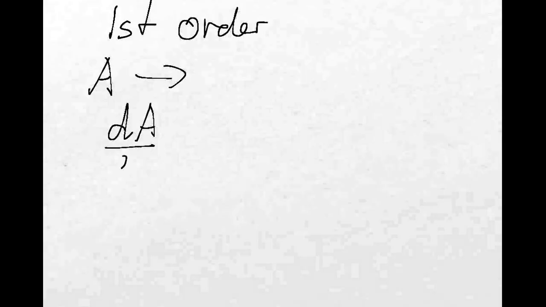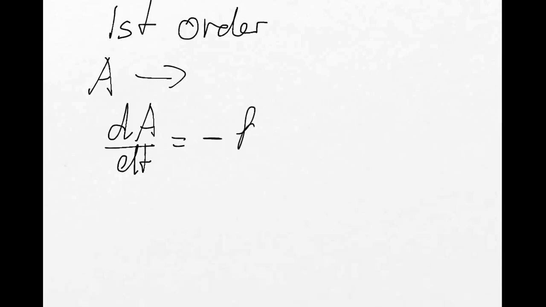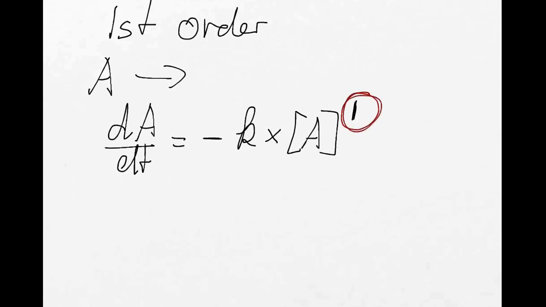Again, we have A is consumed. The rate equation for this would look like dA over dt equals minus k times A, and this time it is to the power of 1. That is why this one is called a first order.